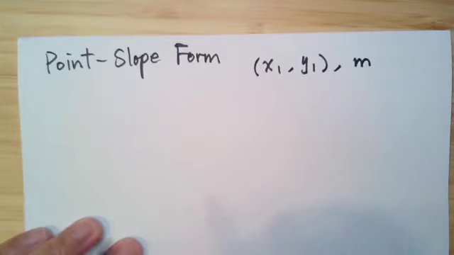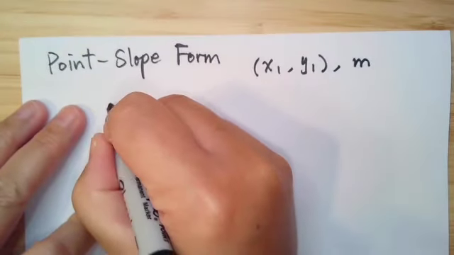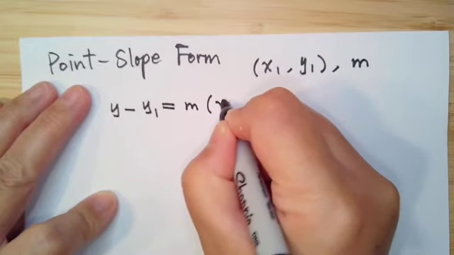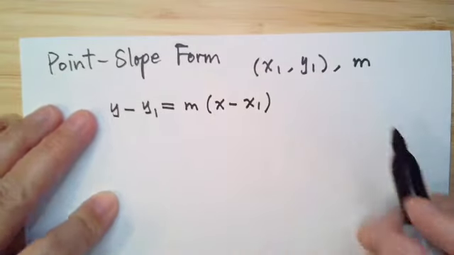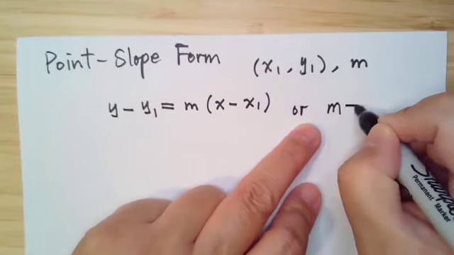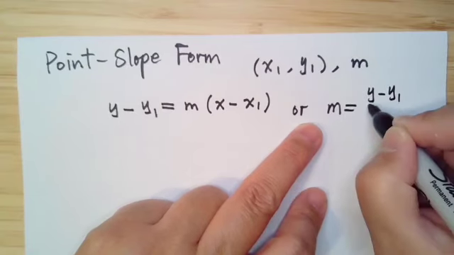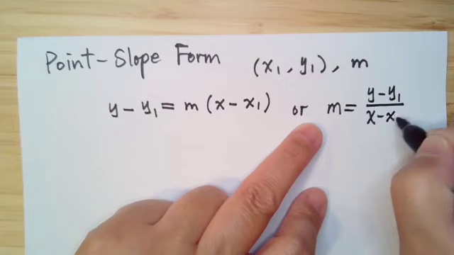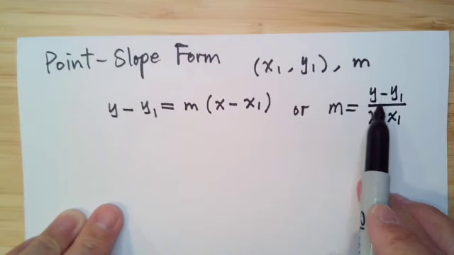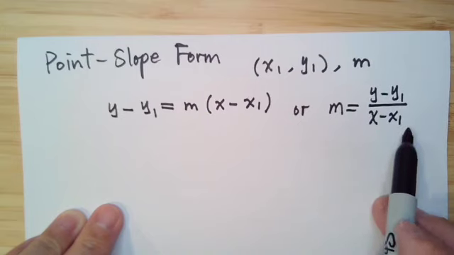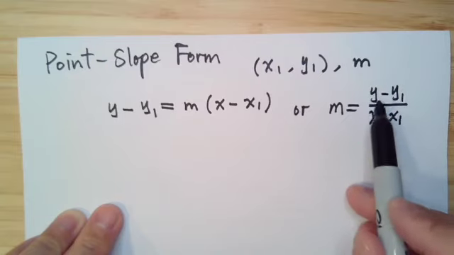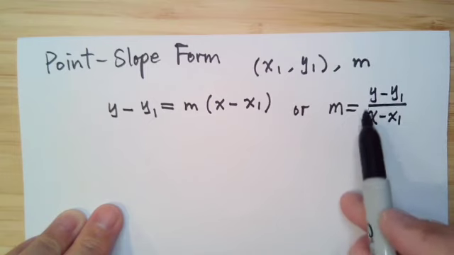Now, actually, there's another form. It's called y minus y1 equals m times x minus x1. Or there's another way to do it, which is m equals y minus y1 over x minus x1. Did you see that this looks so familiar? Earlier we have y2 minus y1 over x2 minus x1, and that is the change in y over the change in x, and that change is from this point x1, y1 to another point x2, y2.